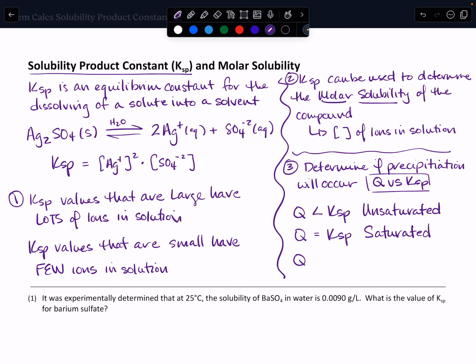And then finally, we could calculate Q to be greater than KSP. This would be a supersaturated solution, and we know that supersaturated solutions are very unstable. So we're going to get a precipitate form.